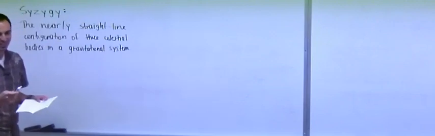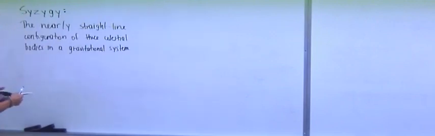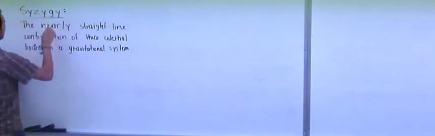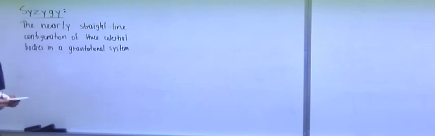We're going to do an English class today. Syzygy, so that's the word of the day. Spelled, okay, everybody repeat after me. S-Y. It's a great word, syzygy. So it means the nearly straight line configuration of three celestial bodies in a gravitational system.